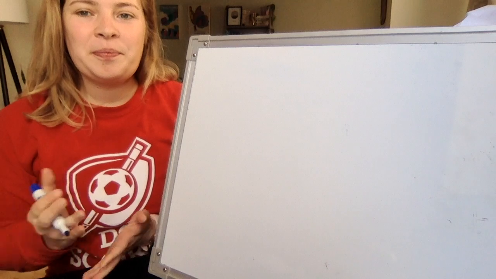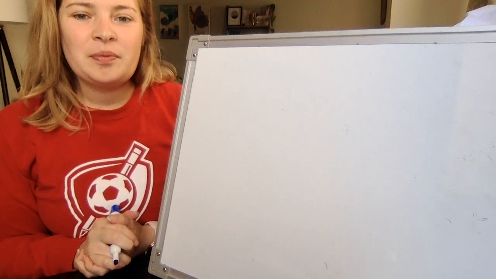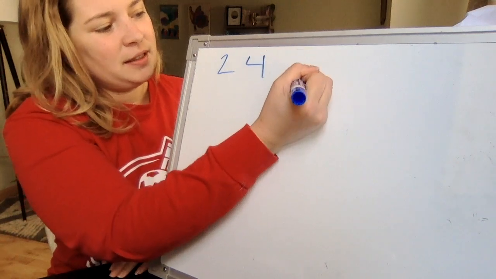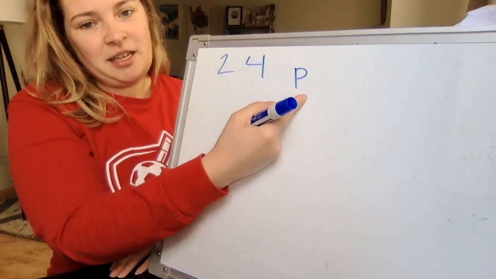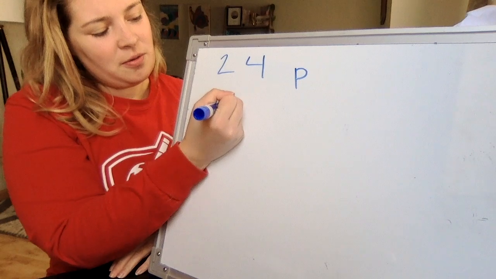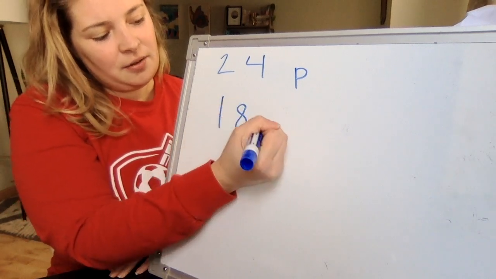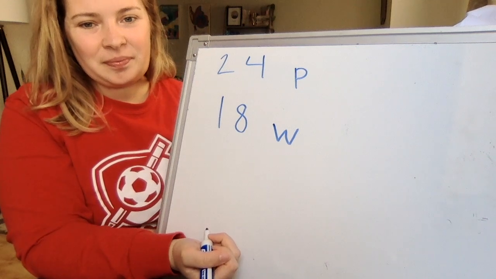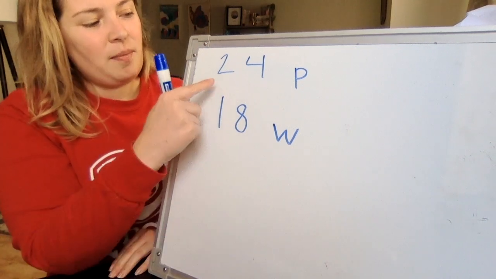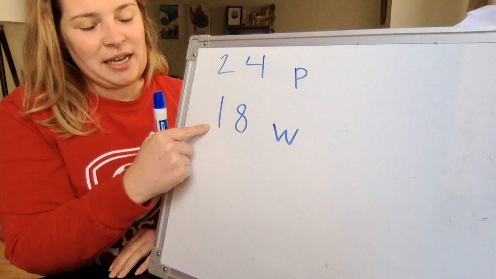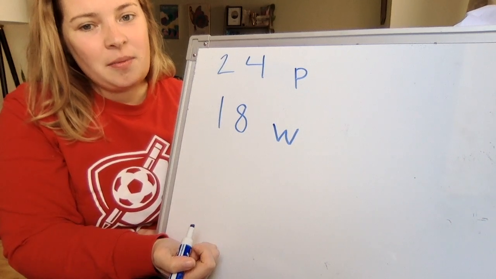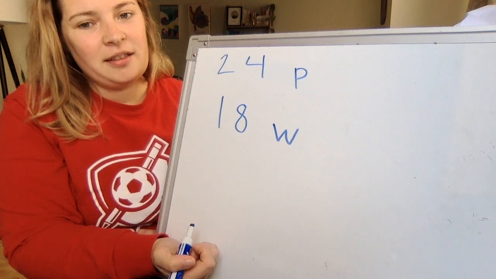What do we know? We know that there are 24 penguins. 24 P. We know that there are 18 whales. 18 W. We know that there are more penguins than whales. The problem says that. How many more penguins are there than whales?